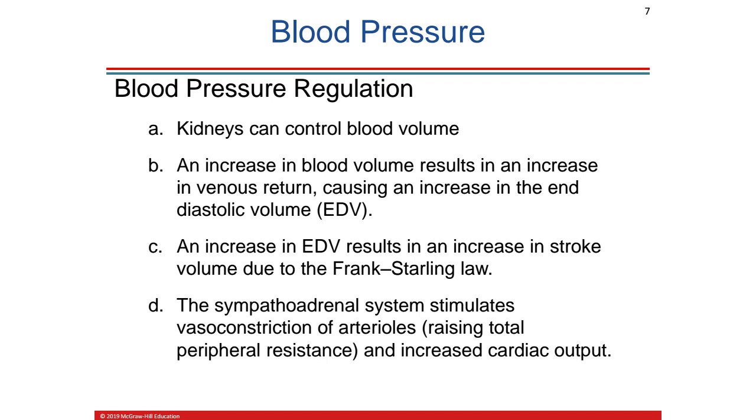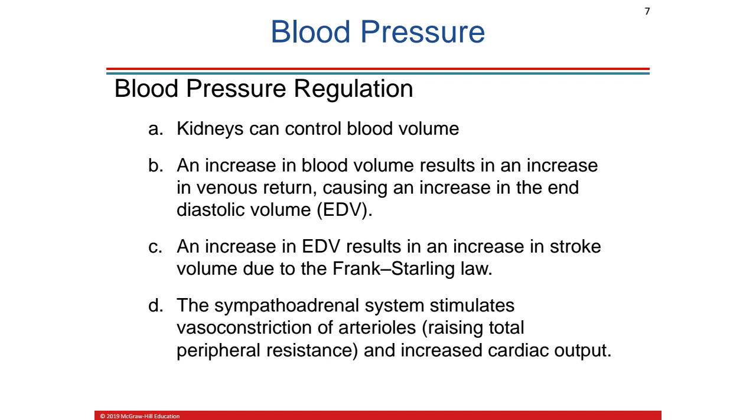So kidneys are definitely involved in blood volume regulation, and blood volume regulation has an effect on blood pressure. The reason is that an increase in blood volume results in an increase in venous return. This will cause an increase in the end diastolic volume. An increase in end diastolic volume results in an increase in stroke volume due to the Frank-Starling law.